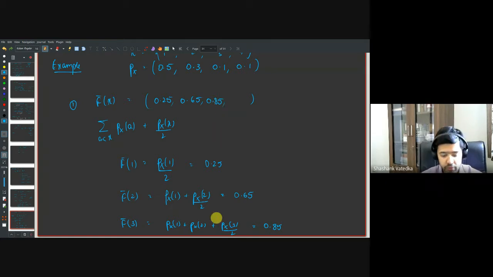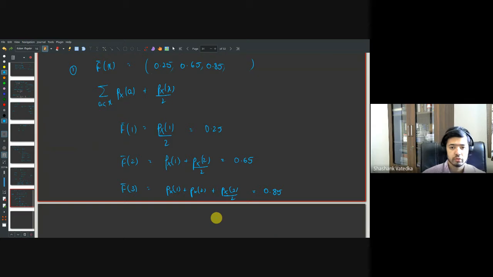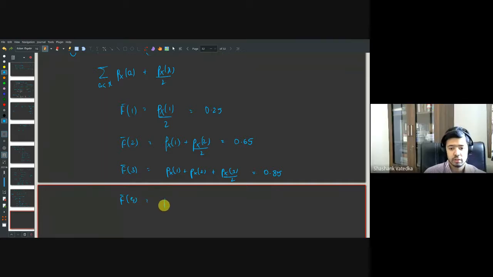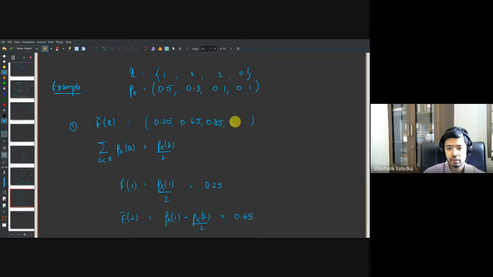And now I want f bar of 4. 0.95. So this is p x of 1 plus p x of 2 plus p x of 3 plus p x of 4 by 2, and it is 0.95. Okay, so the first step was to compute f bar of x.